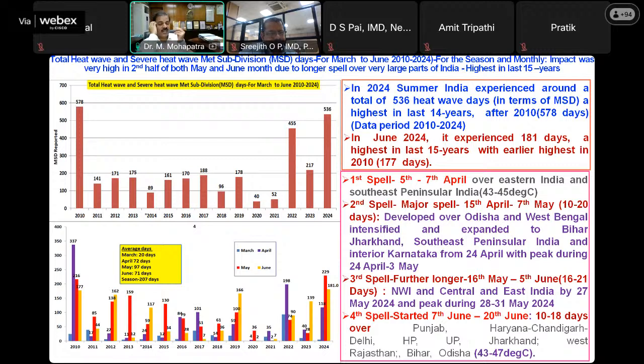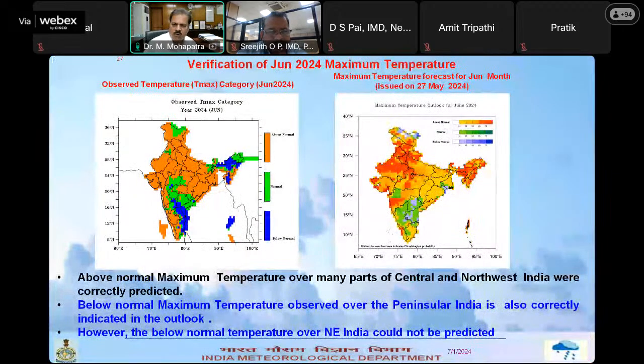That's why I want to say that after 2010, this year, the heat wave condition was more durable. This just compares the duration and the spatial impact. It was more spatially distributed and more durable in 2024 as compared to past years after 2010. 2010 was more durable compared to 2024. And all this happened because of the 4 spells of heat wave.